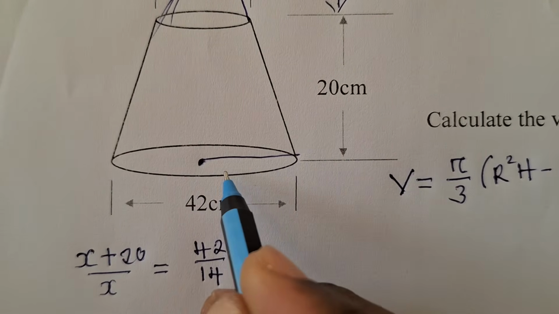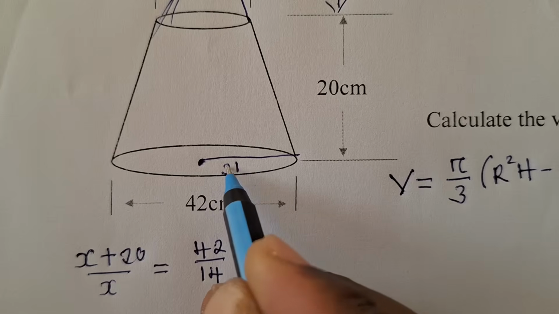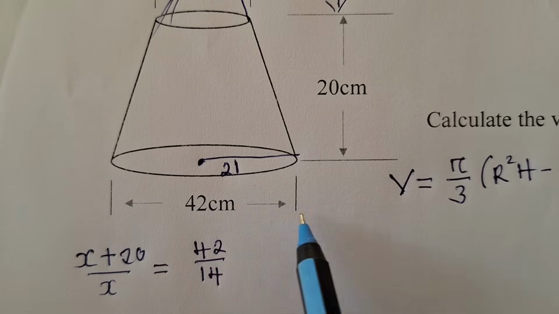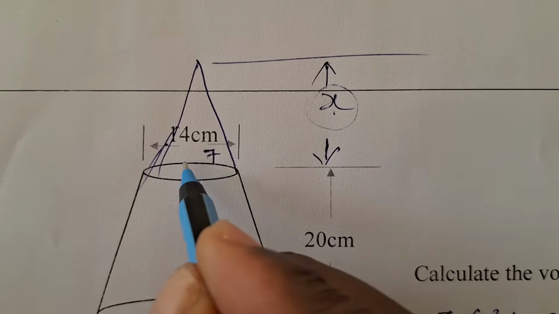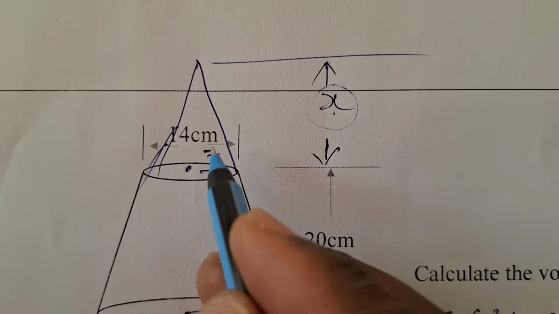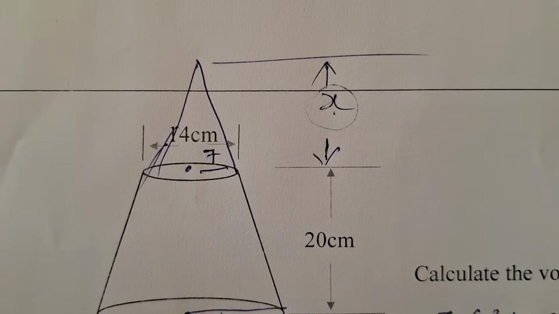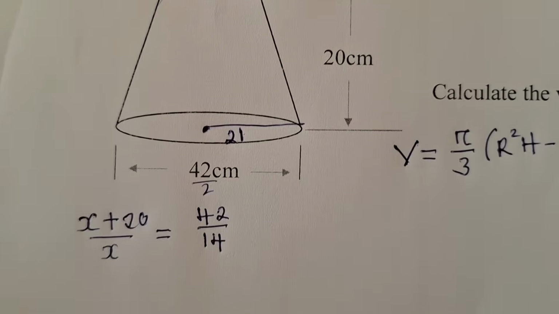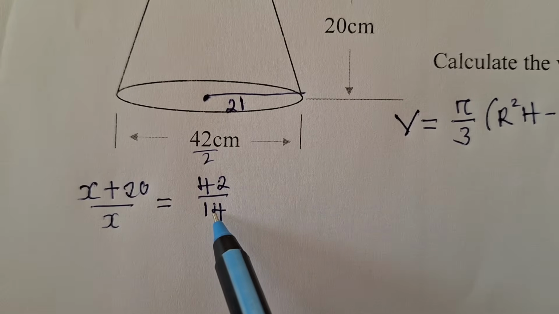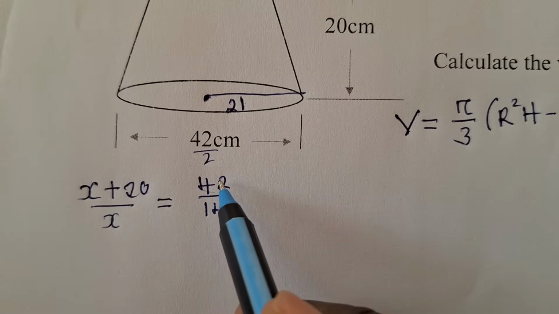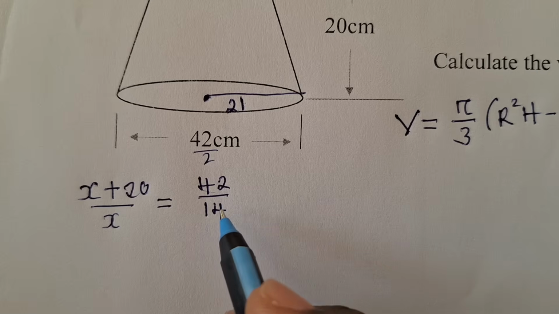So this is the radius from here to here, it's a 21. We've been given diameter, so just divide this by 2, you get a 21. Even here it will be a 7. From here to here it will be a 7 because we've got a 14. So 14 divided by 2 will give us a 7. You can either use the radius here, bigger radius over smaller radius, or you can use what I've used, bigger diameter over smaller diameter.